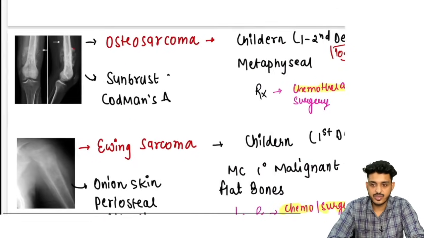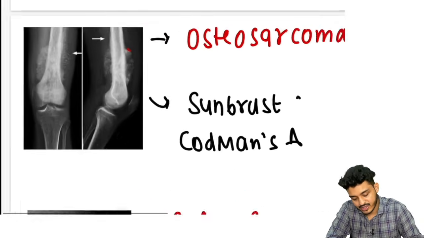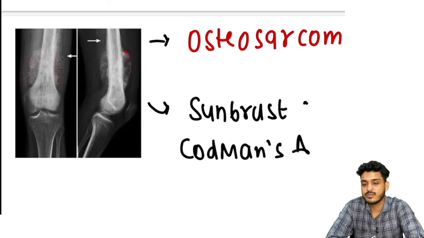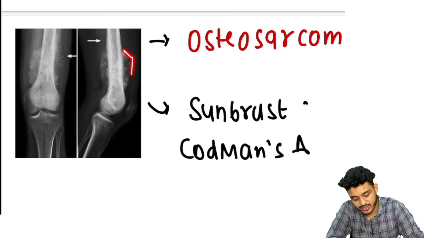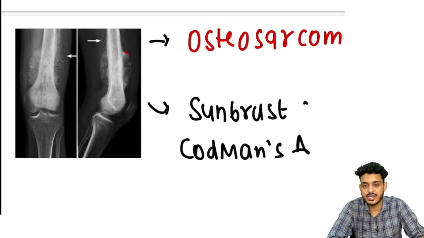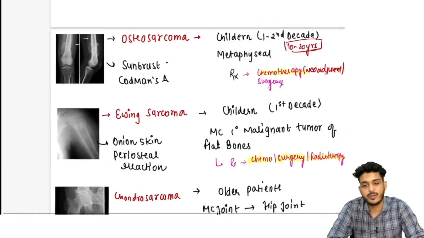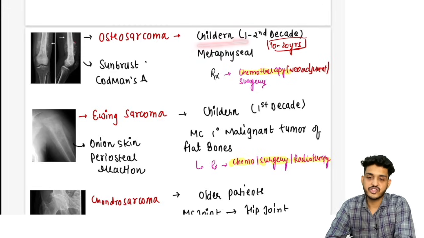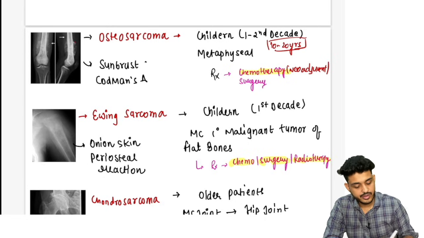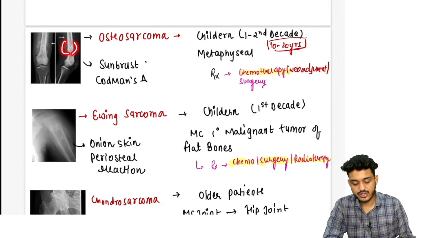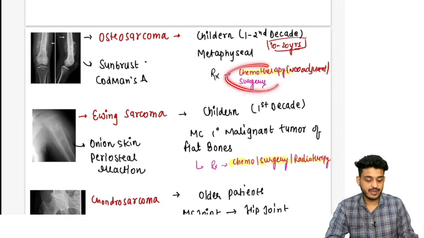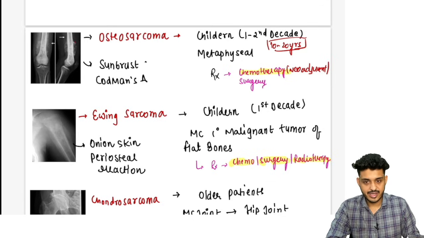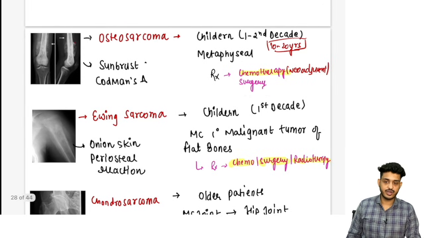Okay. Then we have cancerous tumors. What are those cancerous tumors? The first one that we have has this particular appearance, sunburst appearance. Sunburst appearance and Codman triangle are features of osteosarcoma. Osteosarcoma is the most common tumor that you will find in the first to second decade in children. And remember, this is a tumor of the metaphysis. Treatment: you can give chemotherapy, along with neoadjuvant therapy, and you can also do surgery in this particular case.